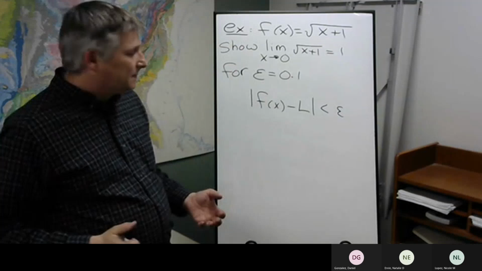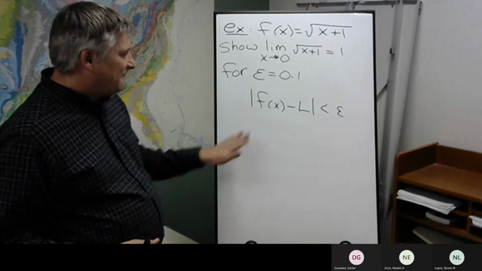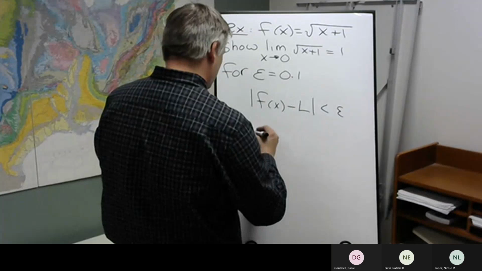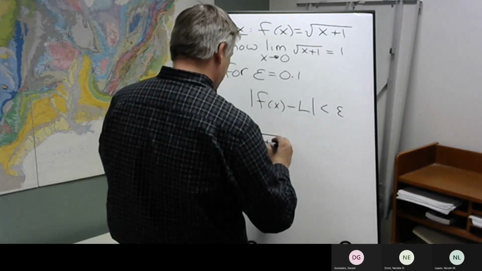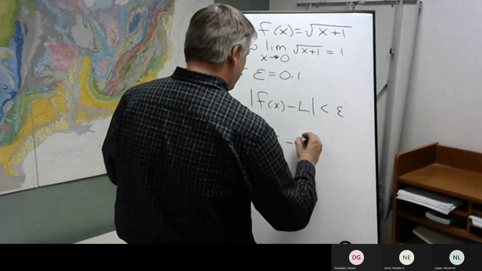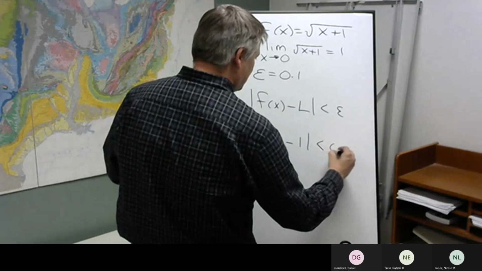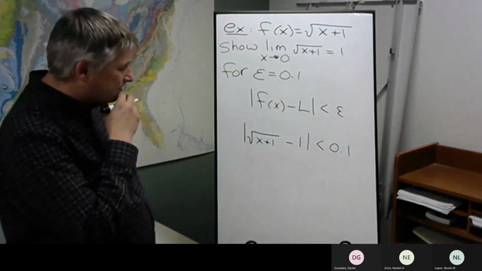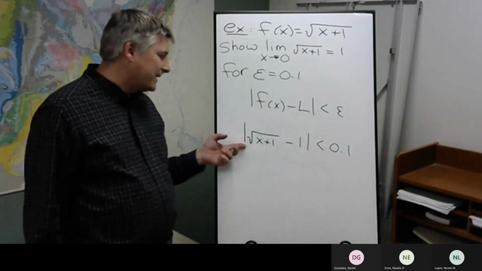So we're going to get something like this. Now, filling in what we know, f of x, square root of x plus 1, minus 1, and we're going to go from epsilon of 0.1. Now, we want to break this up.